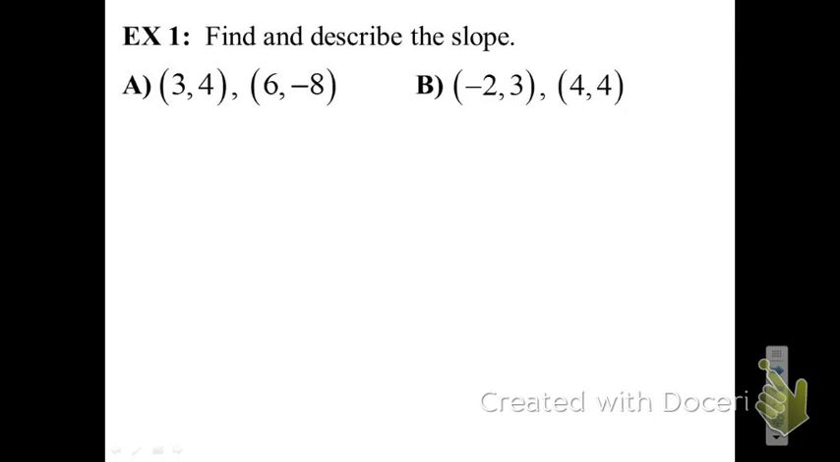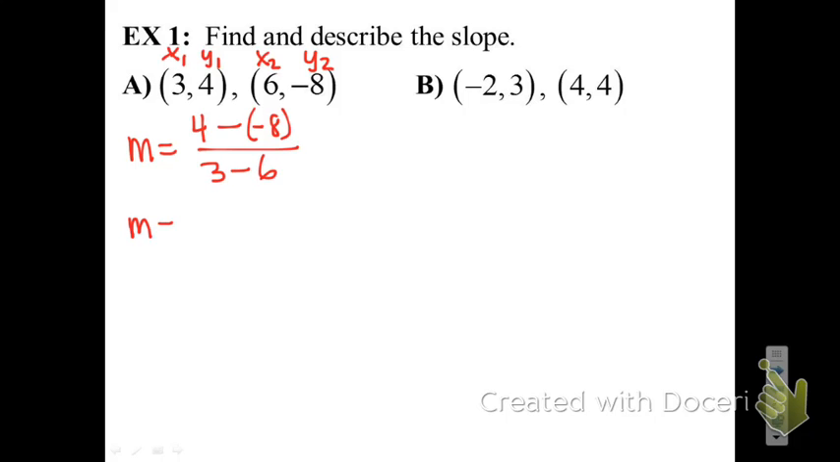So we're going to apply our formula. The first thing that I would suggest is that you label these x sub 1, y sub 1, x sub 2, y sub 2, and then apply that formula. I'm going to use the first one, which says we take y sub 1, so I replace the y sub 1 with 4, minus y sub 2, which is a negative 8, over x sub 1, 3, minus x sub 2, 6. And then from here we just solve that.